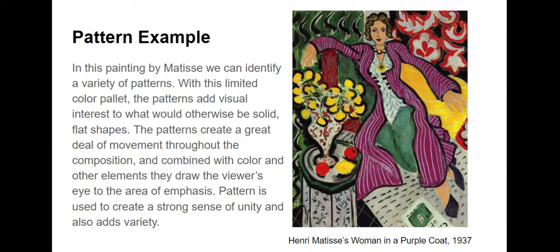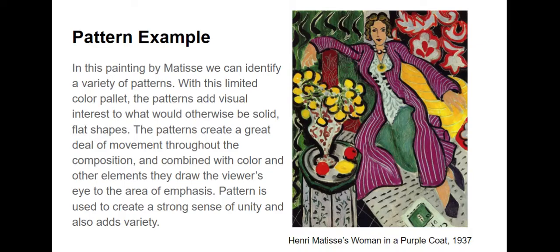Behind the lady, it looks like either wallpaper or curtains in a green and a black with red design pattern. She's wearing a purple coat, hence the title, Woman in a Purple Coat, with white stripes that go the length of the coat. She's wearing a shirt underneath that's white with a gray pattern, green on her bottom with a design on that as well. This entire painting is just filled with patterns.